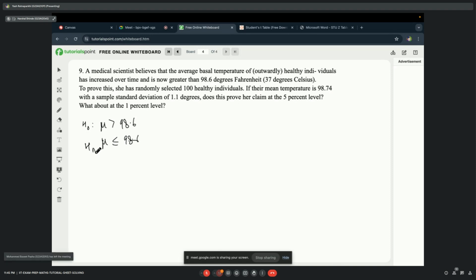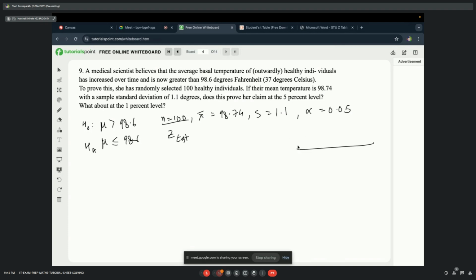Fairly enough, good. It says n is 100, very easy. The mean temperature out of this 100, so x bar is given as 98.74. S is given as 1.1, alpha is given as 0.05. Tell me, which case? Case 2 strongly, because standard deviation is not given, and t test. But since n is large, I will again go for z test. Correct or not? And right tail or left tail? Ritik bhai, right tail or left tail?